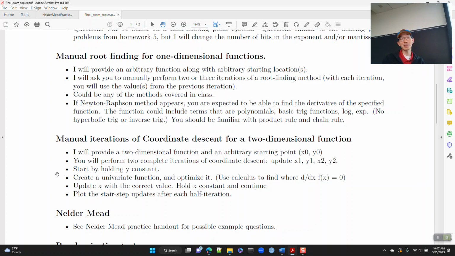And if Newton-Raphson method appears, I had to add this because a student complained, you are expected to be able to figure out the derivative of the function, okay? The function could include terms that are polynomials, some basic trig functions, log or exponent. I will not include hyperbolic trig or inverse trig functions because those derivatives are harder to remember. So I'm not going to put that, but the other ones, I think it's fair to expect that.